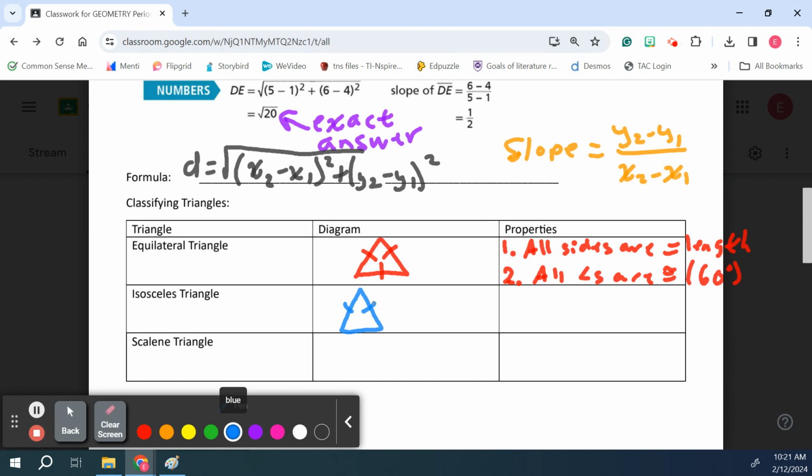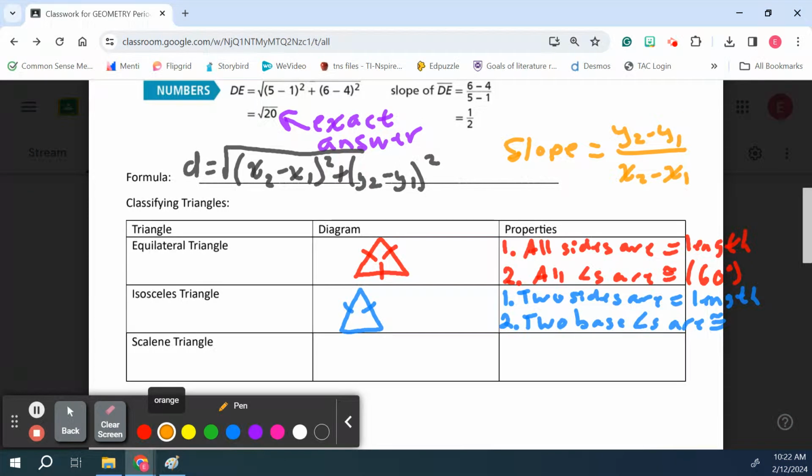Okay. So then we have an isosceles triangle. And in this case, one property is that two sides are equal length. And the second property would be that the two base angles are congruent. Now, we do not have a specific length for that because isosceles triangles can come in many different forms. However, equilateral triangles, as long as they're all equal, it doesn't matter how big you make those sides, those angles will always be 60 degrees.